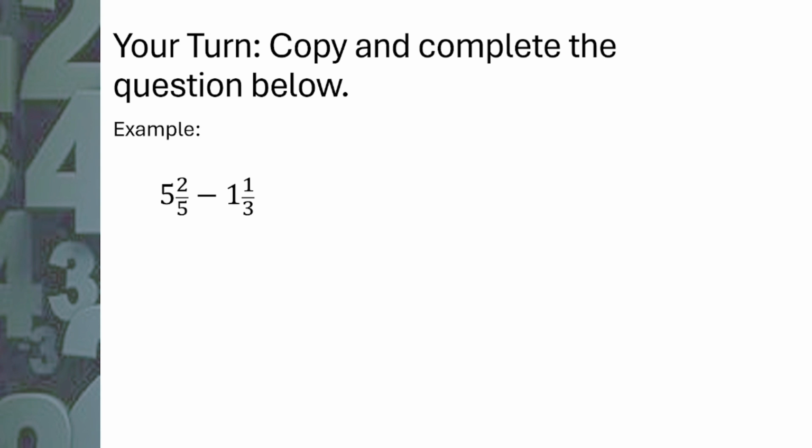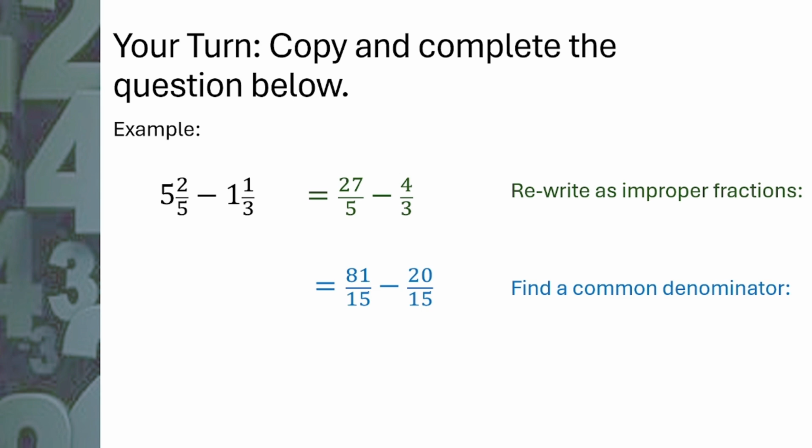So, step 1. Rewrite these mixed numbers as improper fractions. 5 times 5 is 25, plus 2 is 27. 27 over 5. 1 times 3 is 3, plus 1 is 4. 4 over 3. Step 2. Find a common denominator. 3 times 27 is 81. 3 times 5 is 15. 5 times 3 is 15. 5 times 4 is 20. So we have the common denominator of 15.